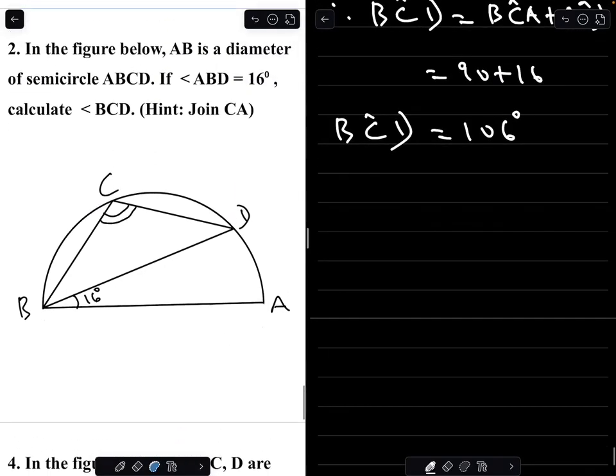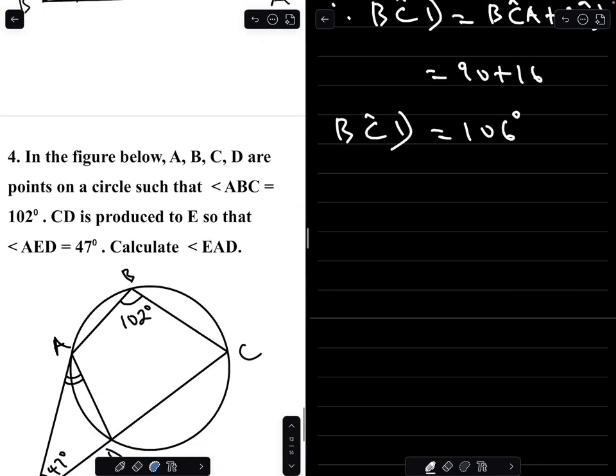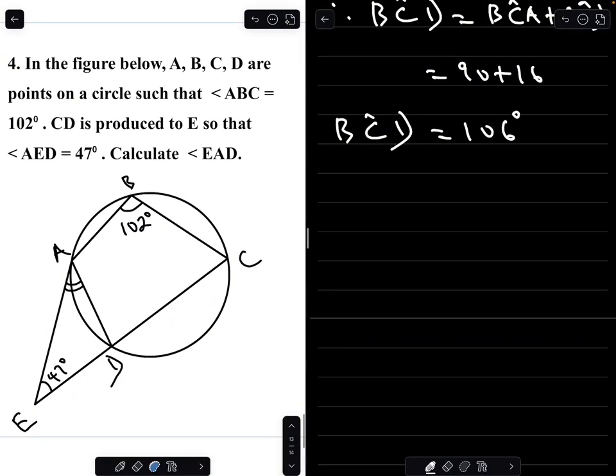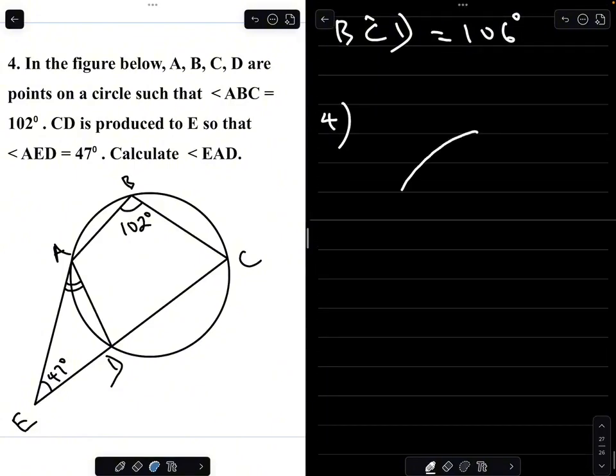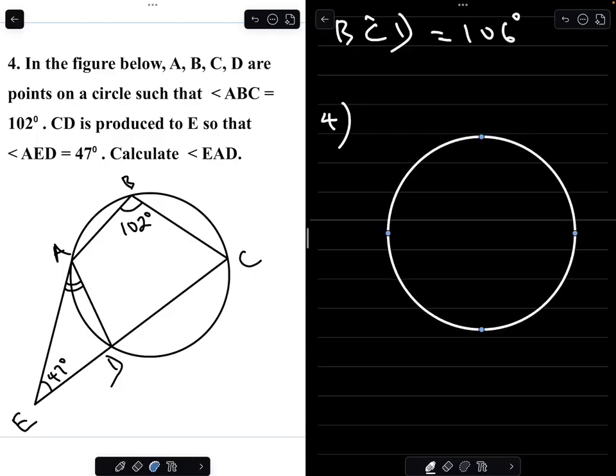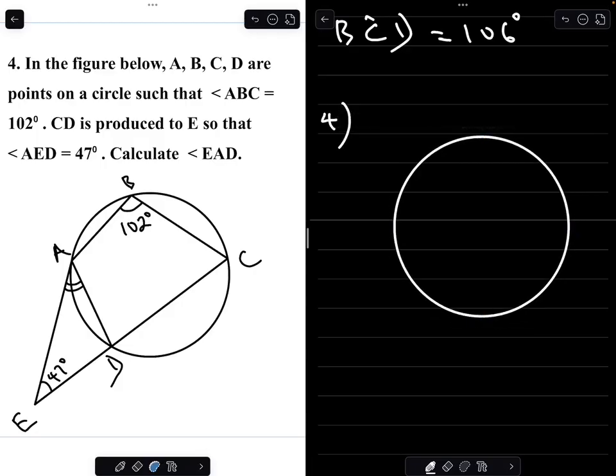Let's now go to number 4. Let's have a diagram first of all. This is a piece of cake. The question is very, very simple. If you remember all of the rules, it will be very easy.